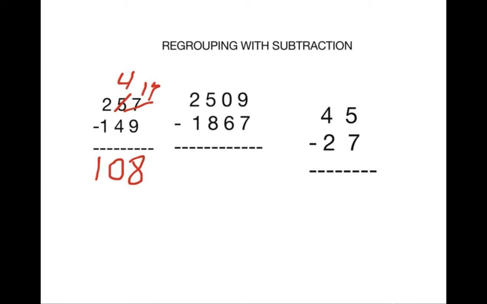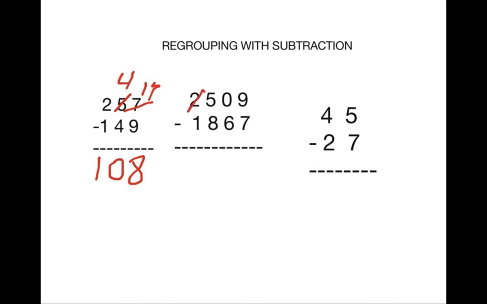Let's take a look at this number. Do you see any numbers that are too large for us to take from? Yes, I can see right now that the 6 is greater than the 0 in the tens place, and the 8 is greater than the 5 in the hundreds place. So that means we're going to have to borrow from the thousands place.